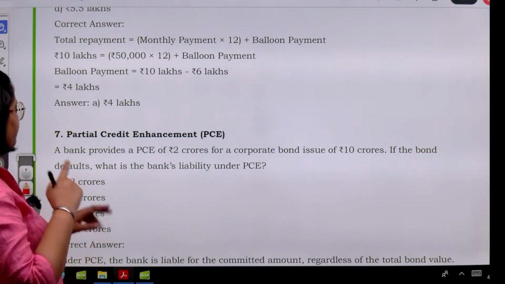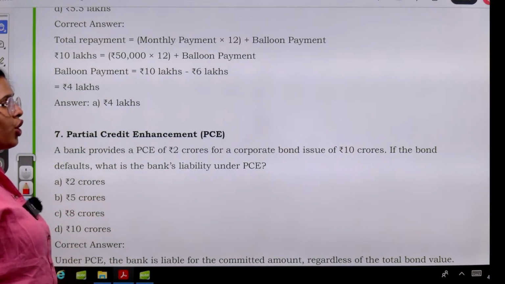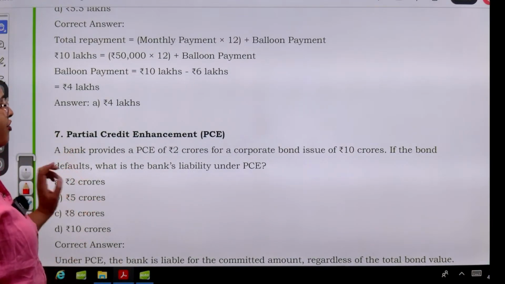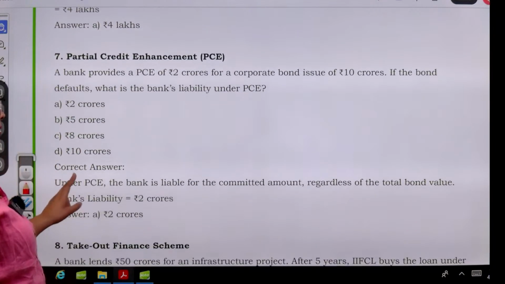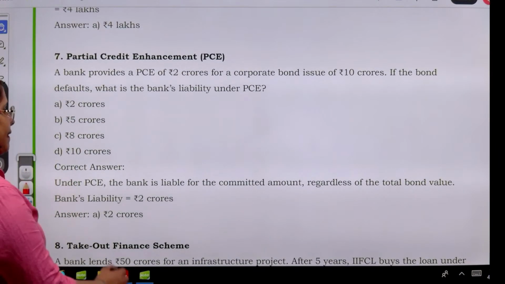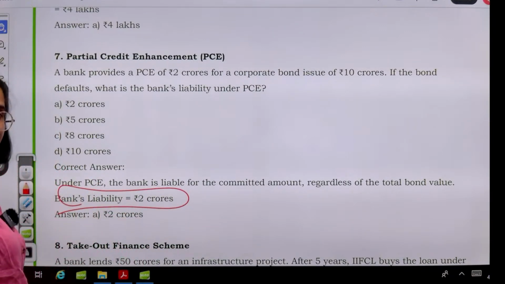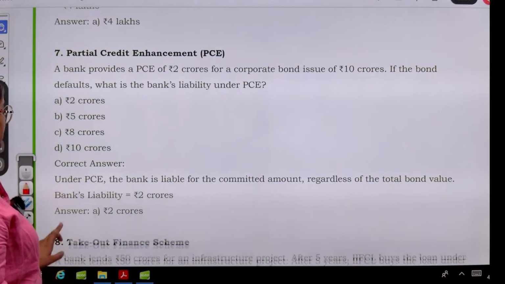Now there is a partial credit enhancement of 2 crores for a corporate bond issue of 10 crores. Fine. If the bond defaults, then what would be the bank's liability? So over here, bank's liability would be 2 crore, right? 2 crore would be the amount for which the bank would be responsible.